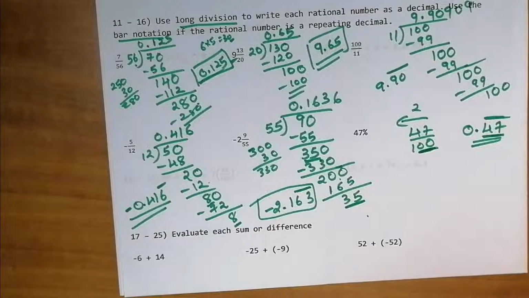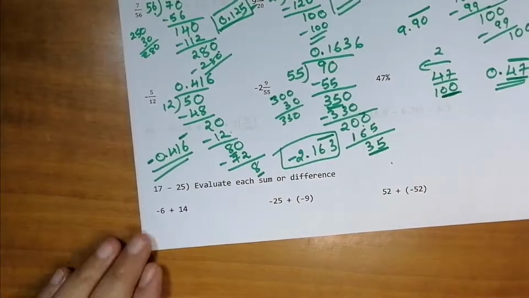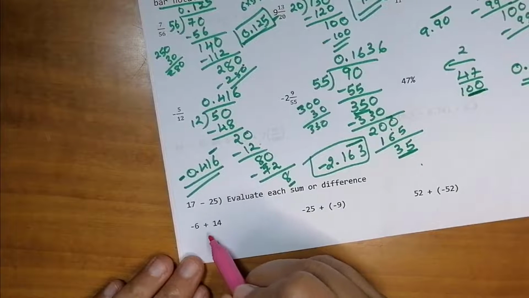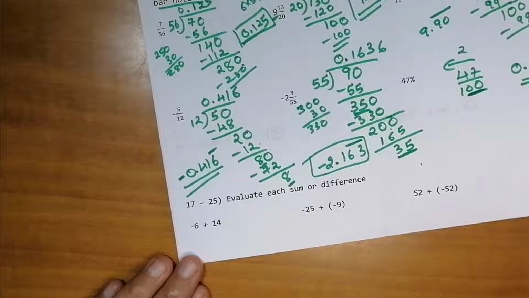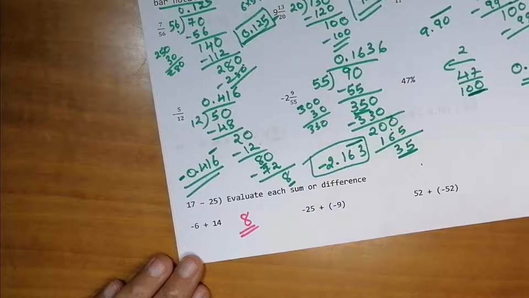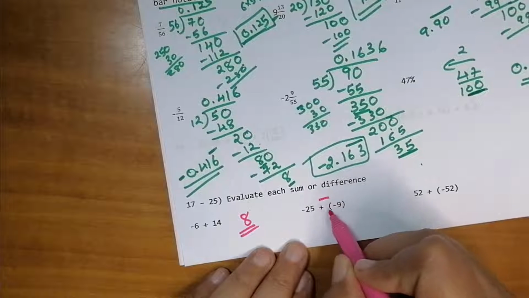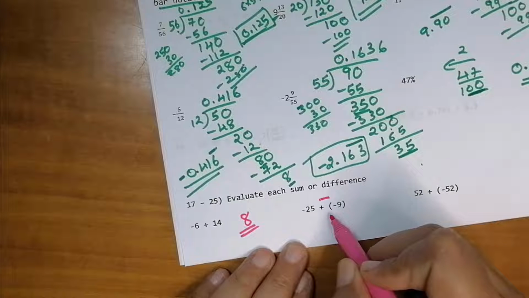Evaluate each sum or difference. So here it is. Plus and a minus sign, different signs, right? So we subtract the smaller number from the larger. So 14 minus 6 gives us 8, and the sign of the larger number is positive, right? Then this is negative, and this also becomes negative, right? Plus and minus. Okay, so both are negative now.